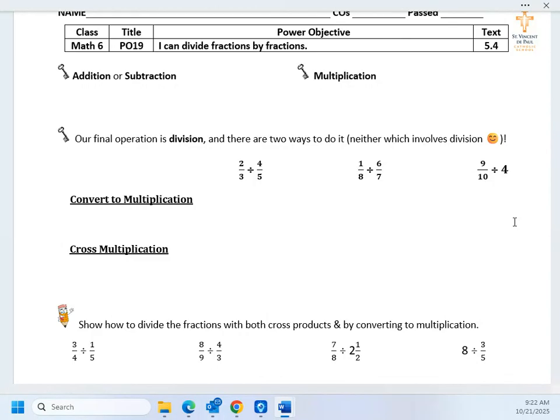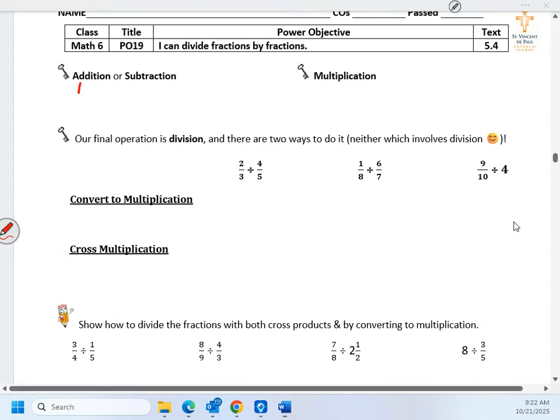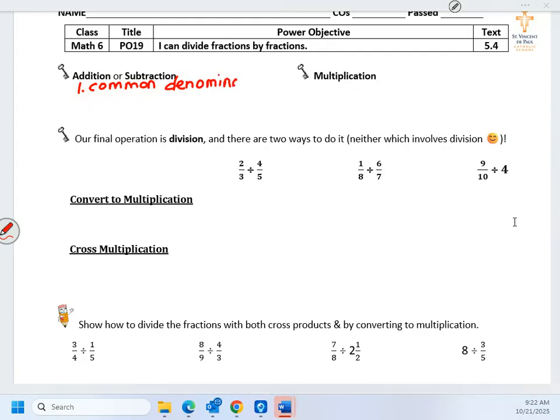So let's do a quick little review. Addition or subtraction of fractions, we need those common denominators. Then we add or subtract only the top. The denominator stays the same.